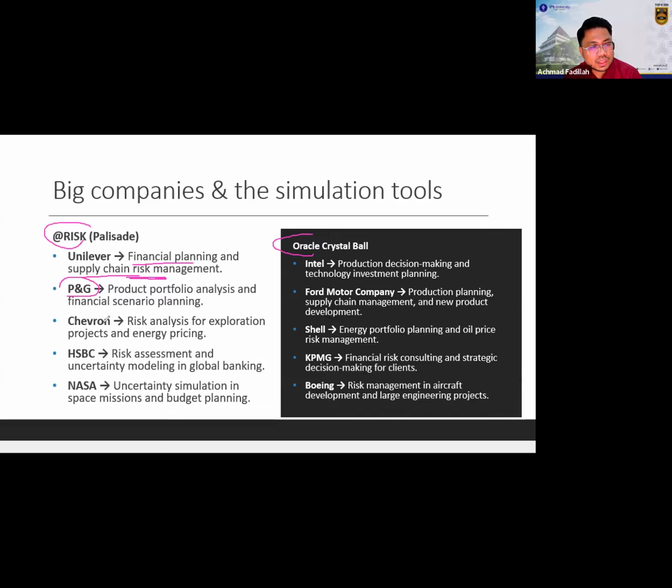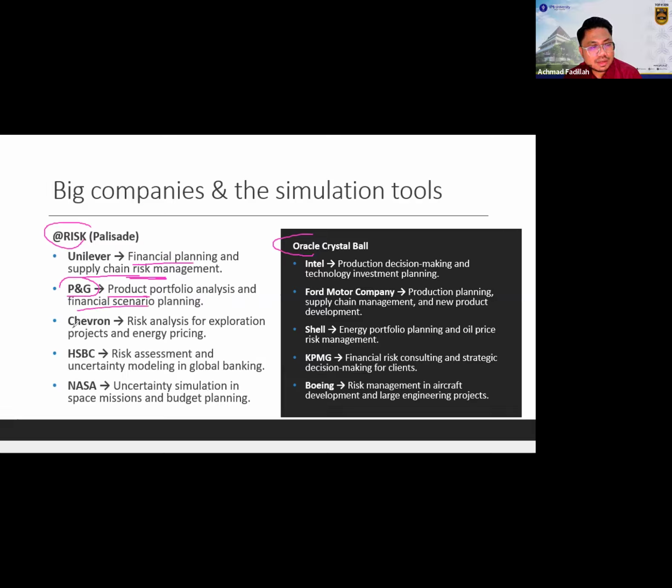And also P&G, they use it for product portfolio. Similar to Unilever, P&G has many brands, like Pantene or other products that you use on an everyday basis. If you have a lot of products in your business, you can make an analysis of every portfolio of your product, and also for financial planning.